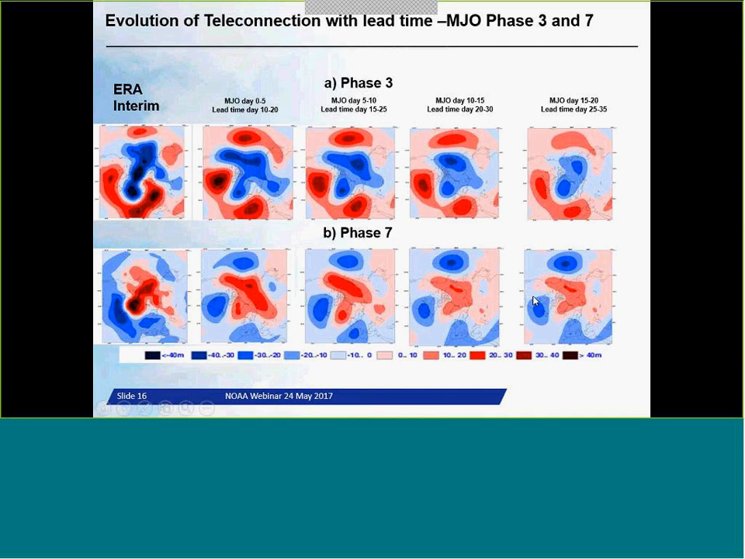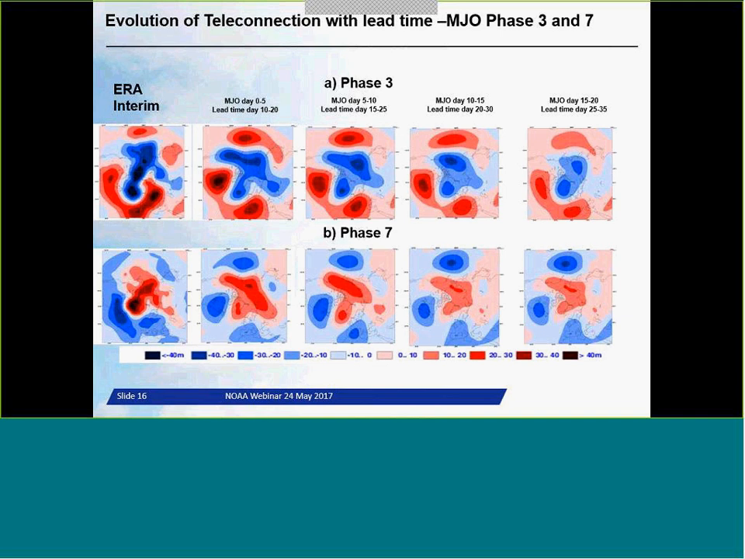So the next question is what can cause this? The main conclusion so far is that all the S2S models seem to underestimate the amplitude of the MJO teleconnections over the Euro-Atlantic sector. And the obvious question next is what can cause it? Is it because of the representation of the MJO itself, or the tropical circulation? Or is it because of systematic errors in the extratropics? If the models don't get the jet stream right, or the storm track right, this may, of course, affect the teleconnections.